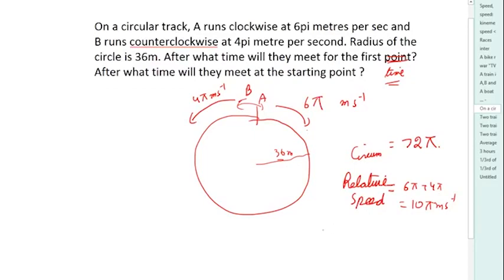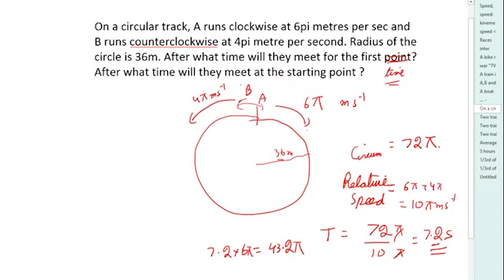So how much time would it take? It will be the distance by speed. So 72 by 10, pi gets cancelled. 72 pi by 10 pi, or 7.2 seconds. So in 7.2 seconds, they will meet for the first time. Where they'll meet, you can also say how much distance this guy would have traveled. It would have taken him 7.2 seconds, and he's traveling at 6 pi meters per second. So 7.2 into 6 pi, 43.2 pi is the distance that A would have traveled, and 72 minus 43.2 is the distance B would have traveled. So that you can calculate.